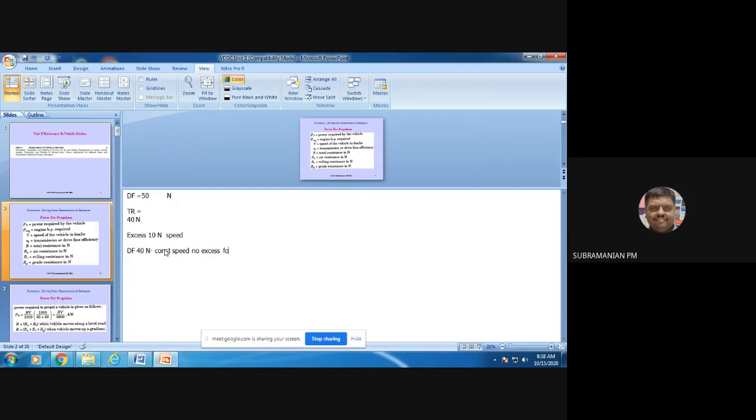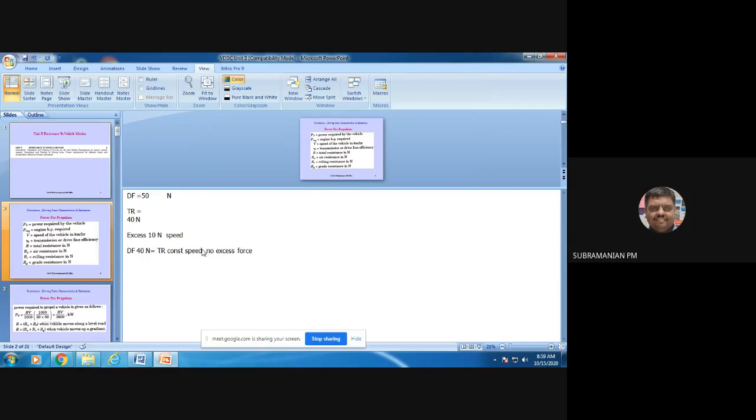So what will happen? This will be the maximum speed, that is, whenever the driving force is equal to total resistance. The driving force is 40 newton and total resistance is also 40 newton. I will be getting maximum speed. Why? Beyond that, I can't give force for acceleration. My vehicle will be moving at constant speed only, because there is no excess force to increase the speed of my vehicle. My resistance is 40, my driving force is also 40, so I will have a constant speed.